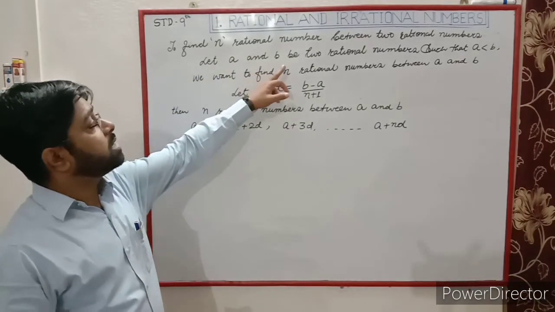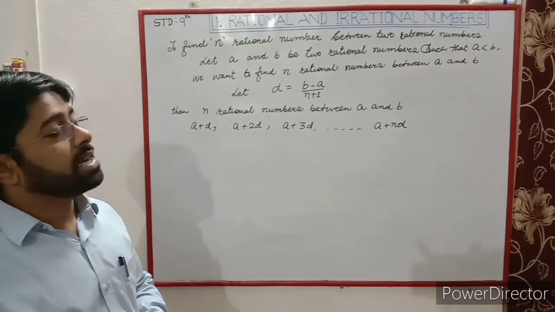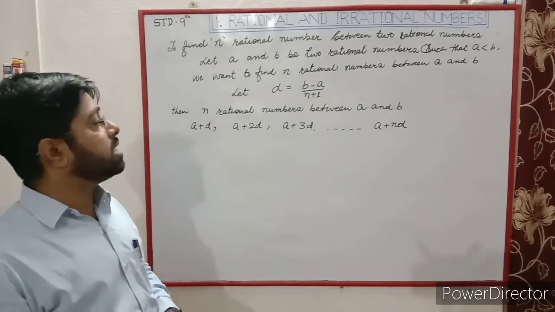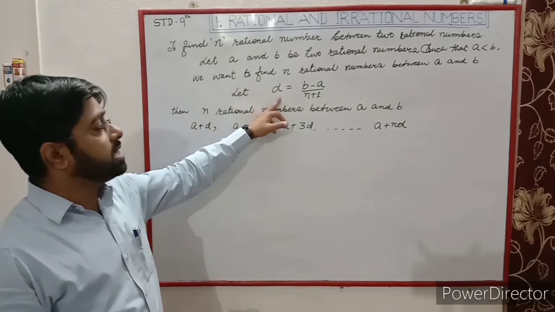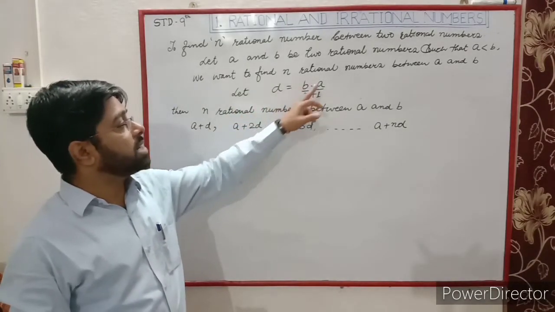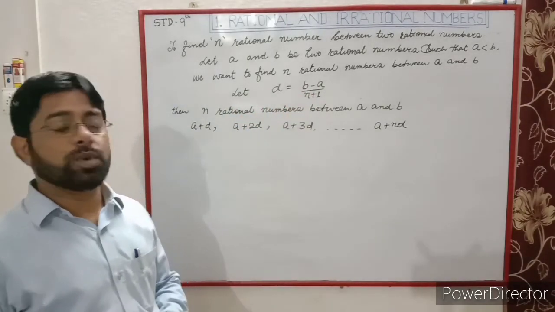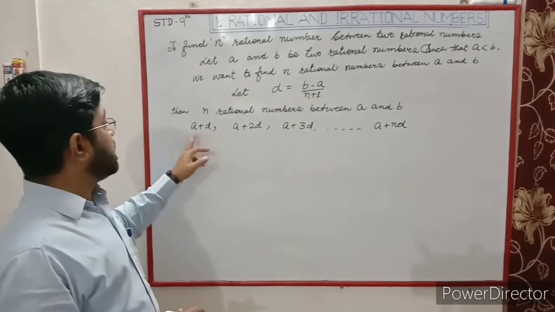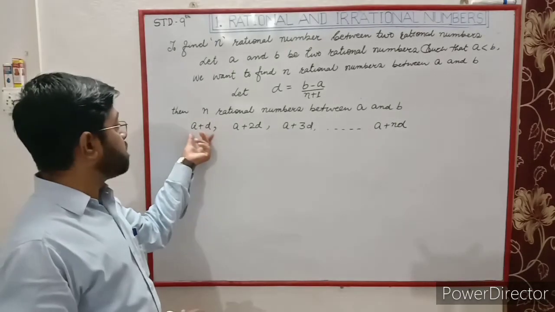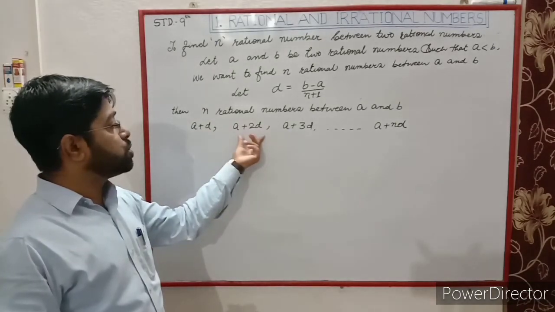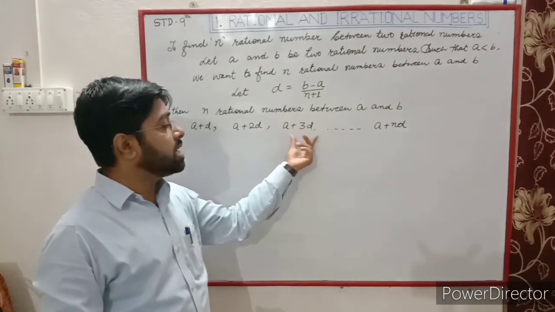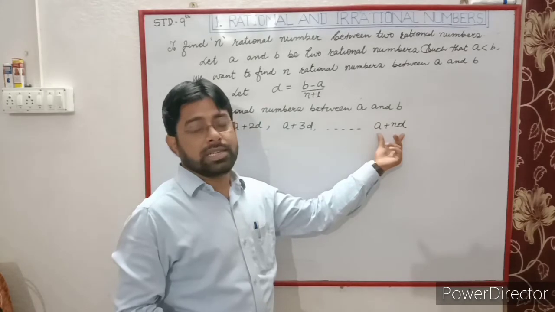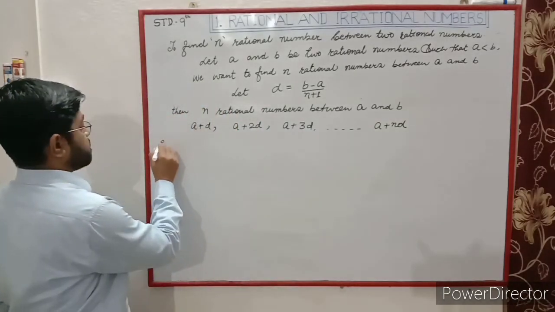How to find n rational numbers between two different rational numbers? Let a and b be two rational numbers such that a is less than b. We want to find n rational numbers between a and b. So first we have to find d. So d is equal to b minus a divided by n plus 1. Then n rational numbers between a and b are a plus d, the first rational number; a plus 2d, second; a plus 3d, third; and the nth rational number a plus nd. Let's see the example.